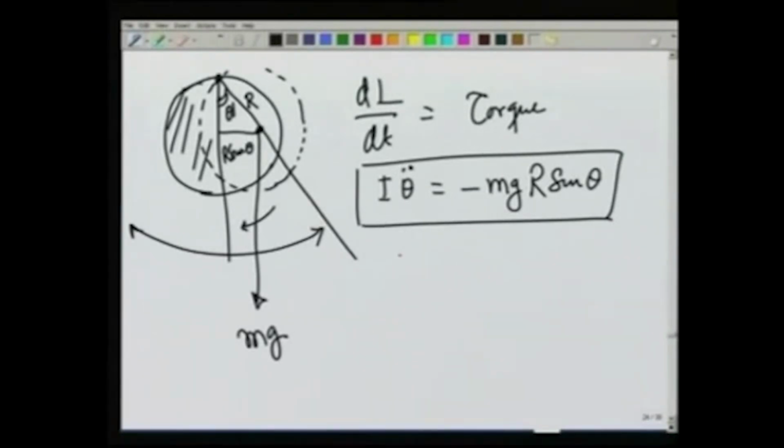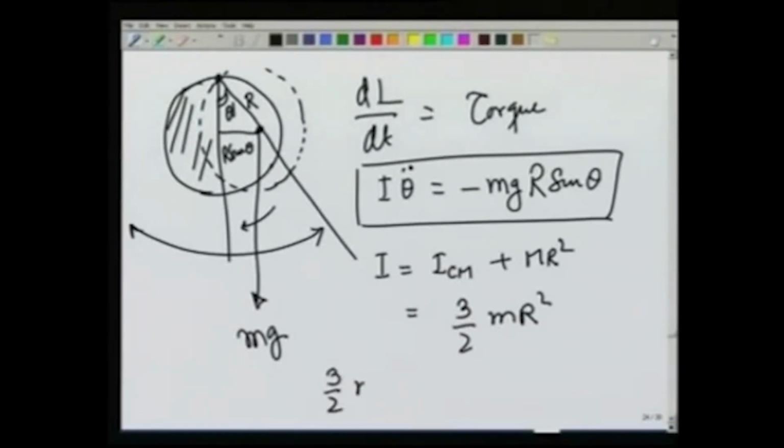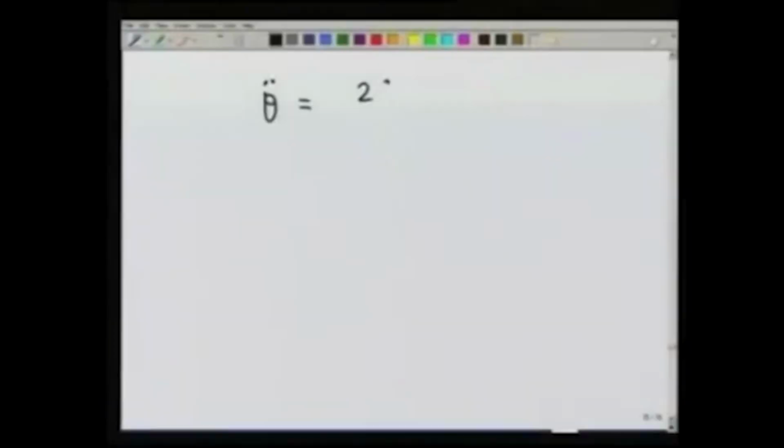Now I about the pivot is going to be I about CM plus m r square, which is going to be equal to 3 by 2 m r square. Therefore the equation of motion is going to be 3 over 2 m r square theta double dot is equal to minus mg r sine theta. M cancels, one of the r cancels, and therefore the equation of motion that I have is theta double dot is equal to minus 2g upon 3r sine of theta.